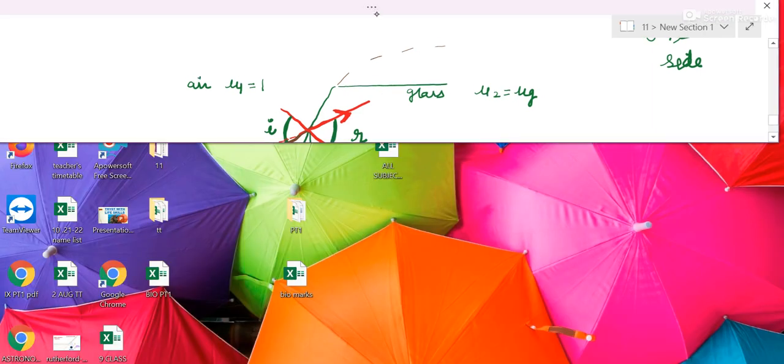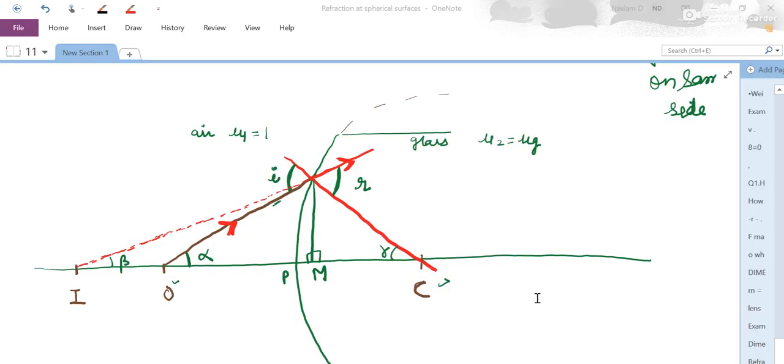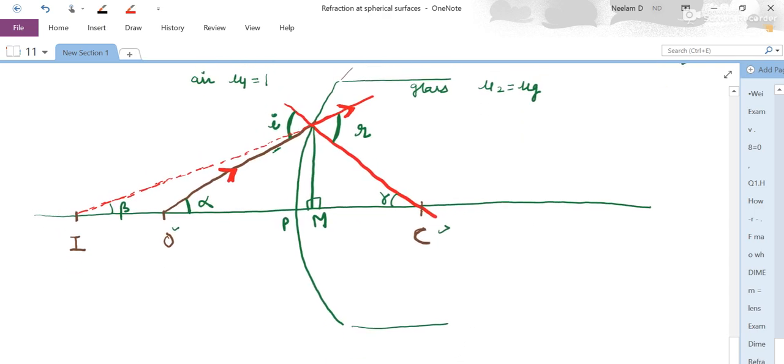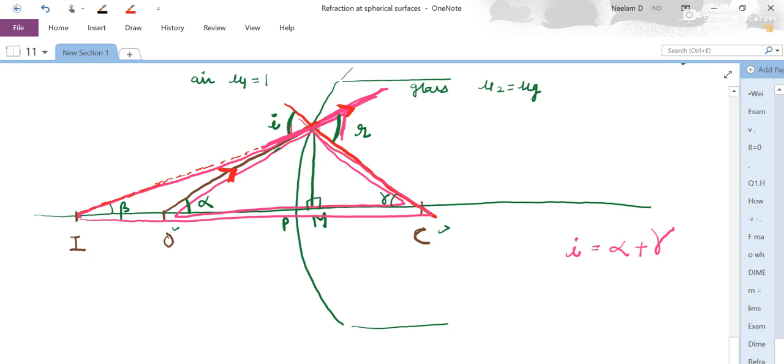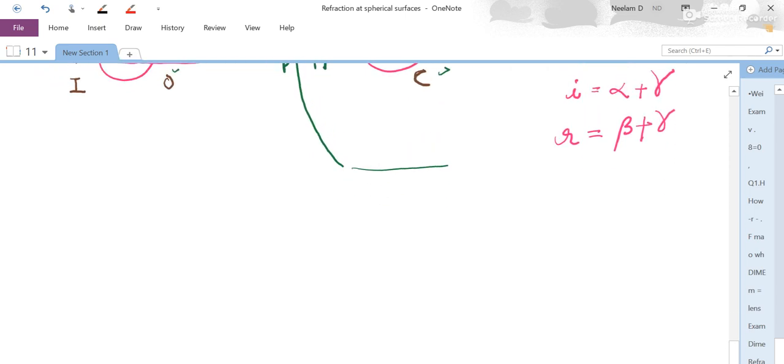Now let us see which are the triangles that we will make. Let us see the angles. Angle relation. This is the exterior angle of this triangle, you can see. So i is alpha plus gamma. And r is, look here, this is the exterior angle. But mind it, this is the image ray. This image ray belongs to this triangle. So r is beta plus gamma. Ready with the relation. Now we will use Snell's law.